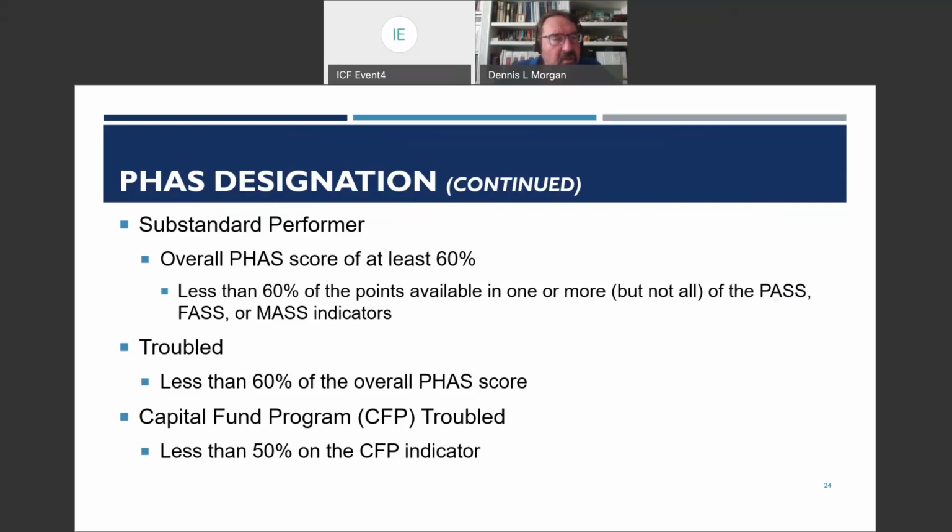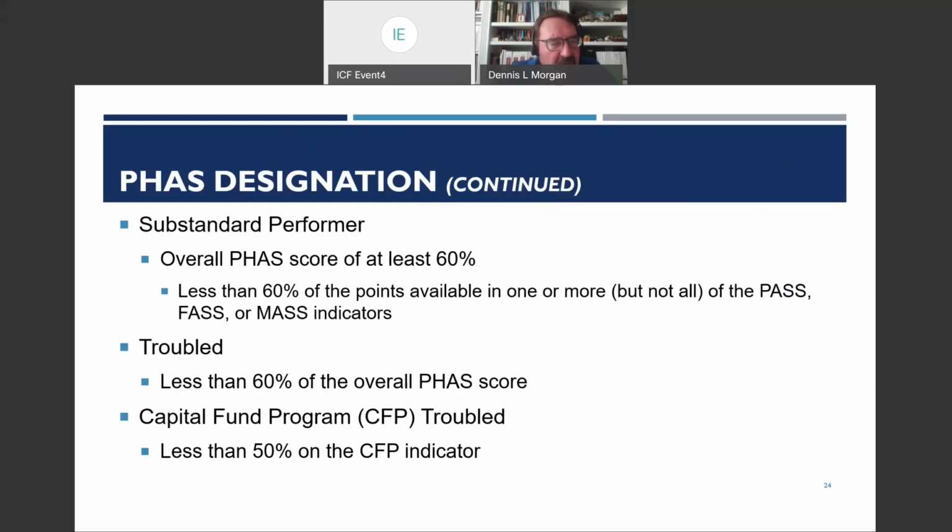So it takes a real focused effort to get an agency moved back forward, because it's not just looking at your FASS score, but it's looking at your systems. It's seeing where your systems are also broken, how you can get your systems back in place so you have better control, better quality assurance, better quality control in the agency as well. Cap fund program, troubled: less than 50% of the cap fund indicator. And generally when I see a cap troubled agency, it's just a matter of focusing on that cap.